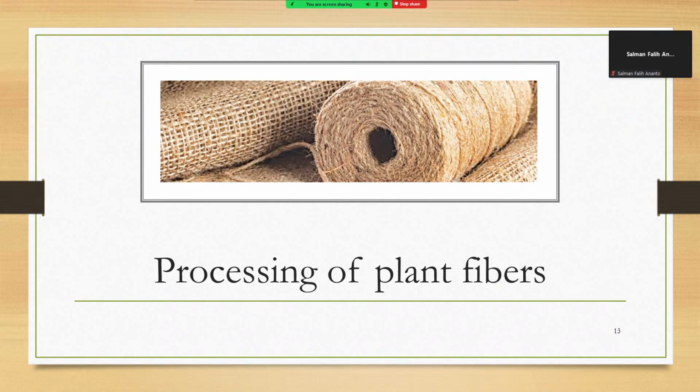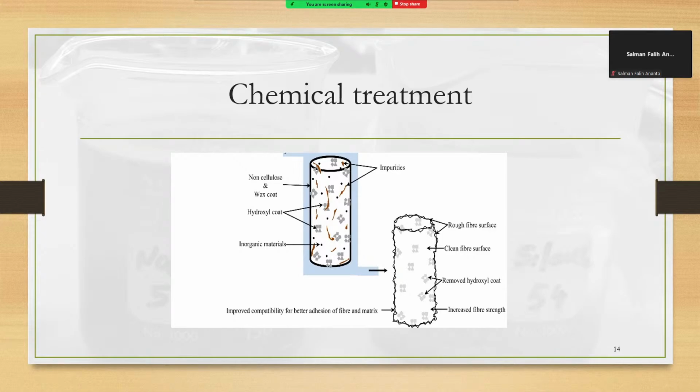Next, we will move to chemical treatments. As I said, the hydrophilic behavior of natural fibers and the hydrophobic nature of the polymer matrix are the main fundamental problems of using natural fibers as a reinforcement for polymer composites. However, by using a chemical treatment, it can remove impurities as well as non-cellulose contents, which allows reducing the fiber's hydrophilic nature, and also it can improve the interfacial adhesion between the fiber surface and the polymer matrix.